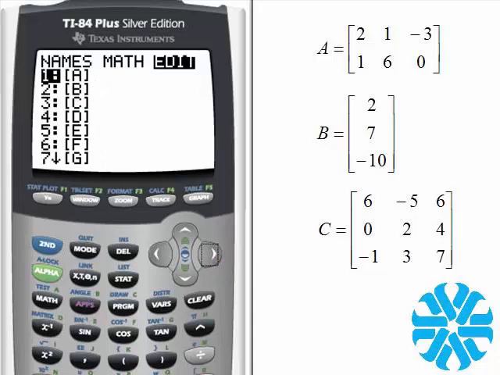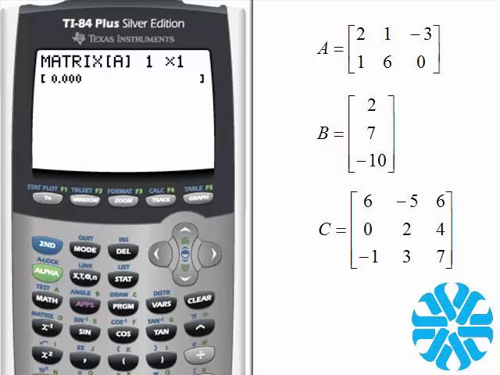and select enter for matrix A. So the dimensions of this matrix is a 2 by 3, 2 rows by 3 columns. Select enter. Let's input these values. Remember to select enter after inputting each cell. 2, enter, 1, negative 3, 1, 6, and 0.